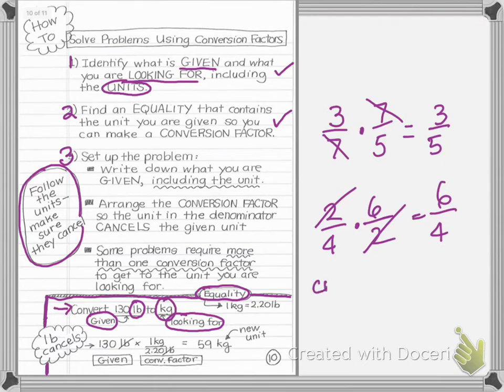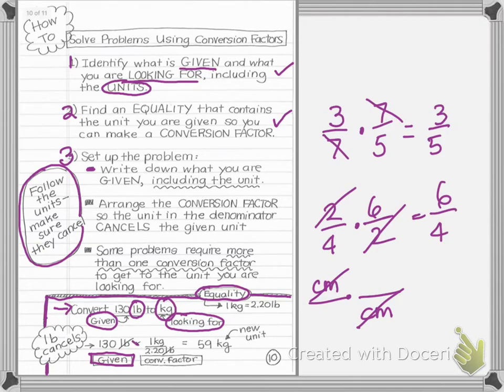If I had centimeters on the top and I multiplied it by something that had centimeters on the bottom, those two units would cancel and be gone. So let's see how we set it up. First, we write down what we are given, including the unit. So if you look back up here, I was given 130 pounds, so I write that down.